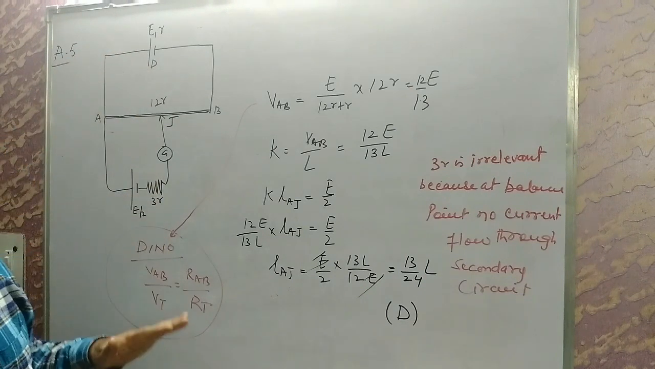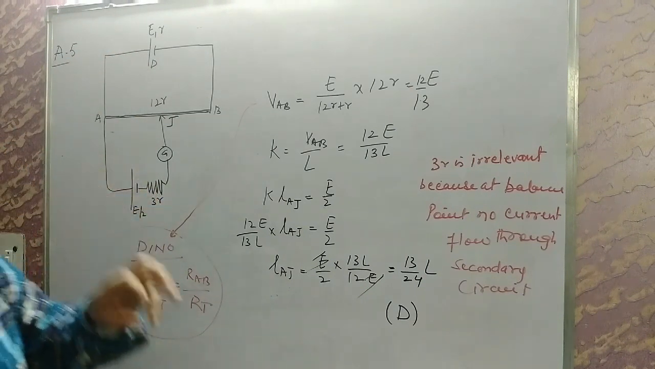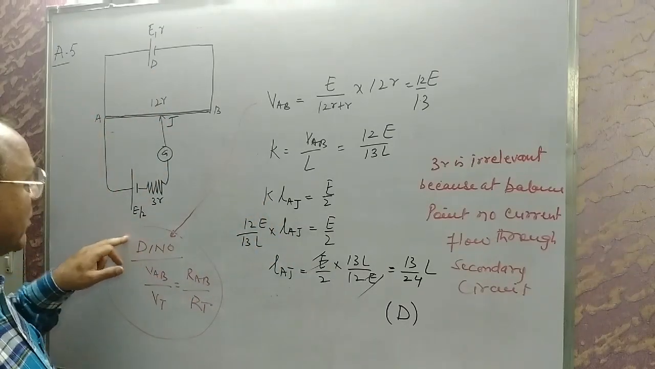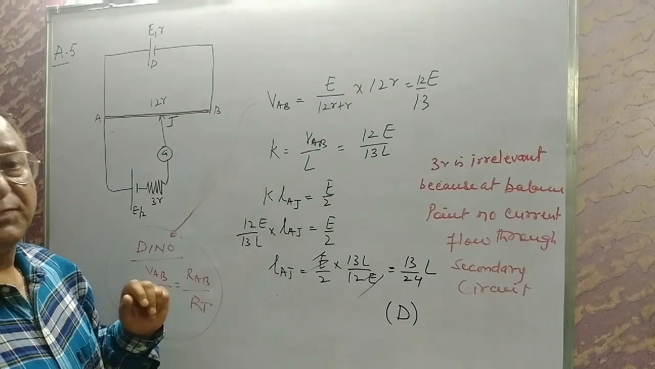This is a question on potentiometer. One mistake which students do, they try to find out the current. Please don't try to find out the current. Dino concept says you can directly find VAB.